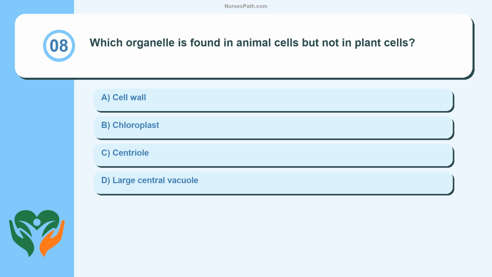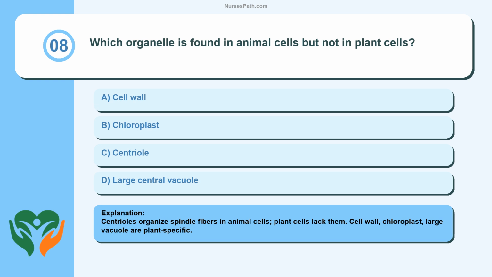Question 8. Which organelle is found in animal cells but not in plant cells? Cell wall. Chloroplast. Centriole. Large central vacuole. Centrioles organize spindle fibers in animal cells; plant cells lack them. Cell wall, chloroplast, and large vacuole are plant-specific.